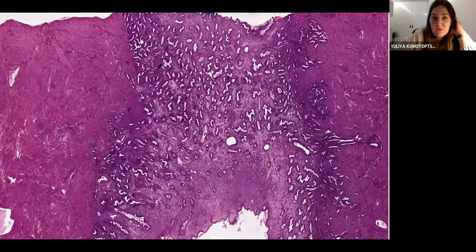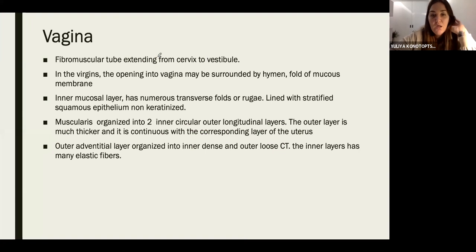Okay, so same idea, just how much of the endometrium there is. So it definitely shows you that this is progesterone phase, corkscrew appearance, spiral, whatever. Vagina, fibromuscular tube extending from the cervix all the way to the vestibule.